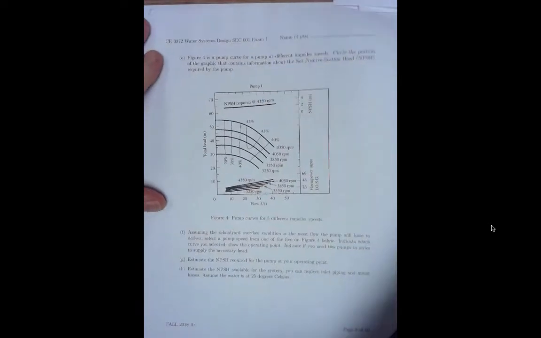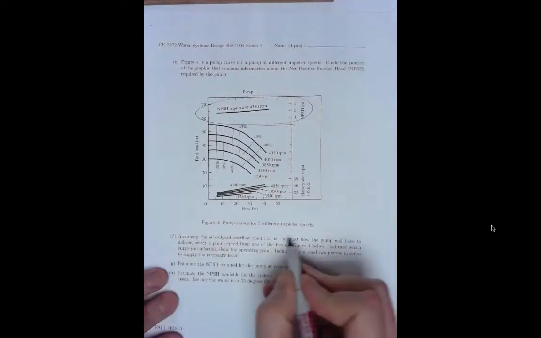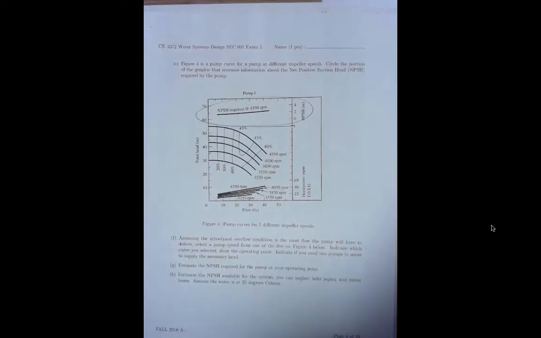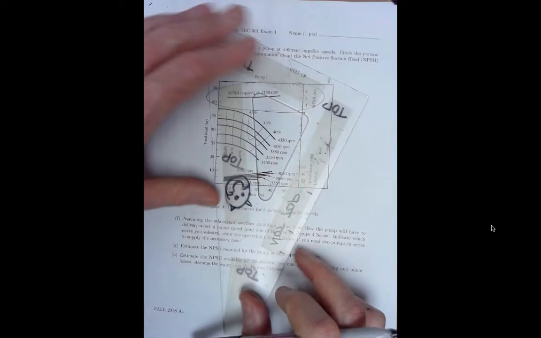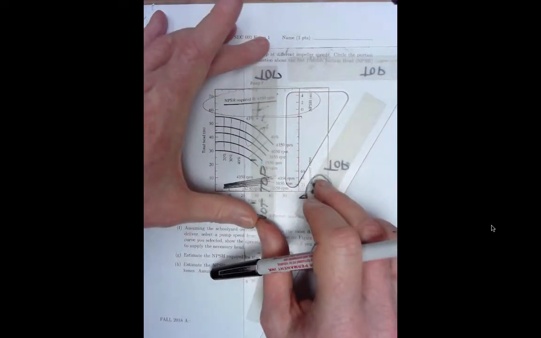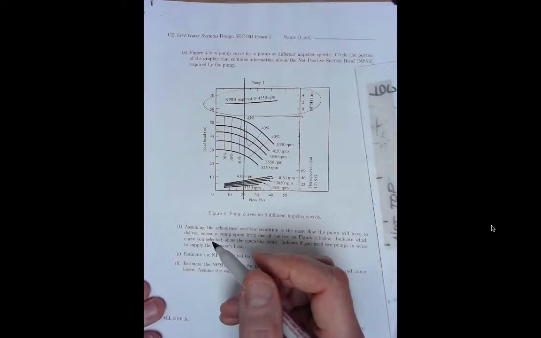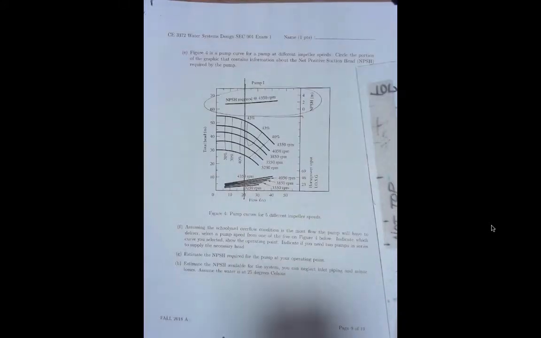Get on to the last part. Net positive suction head information's up here. We want to deal with the schoolyard overflow conditions, and we want to size a pump system that can supply essentially the 21 liters per second at the required head value. So there's my 21 liters per second. And if you recall, we need 88 meters of head.